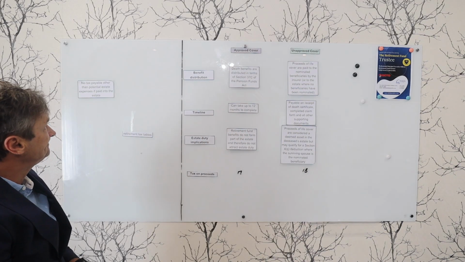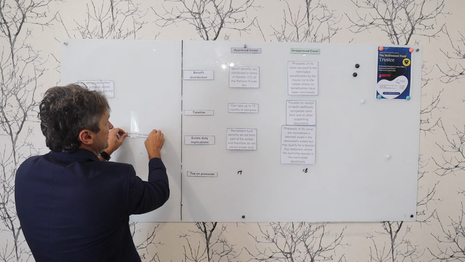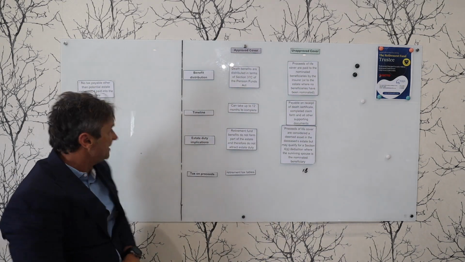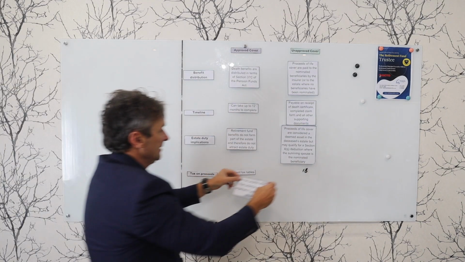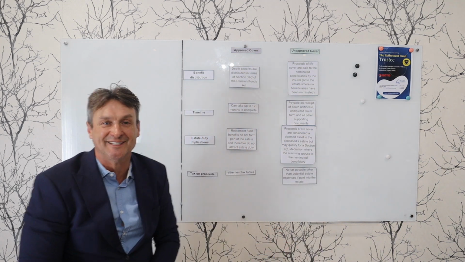Number 17, under approved cover, how are proceeds taxed? It is taxed according to the retirement fund tax tables, whereas if we look at the unapproved cover, no tax is payable other than possible estate duty taxes.